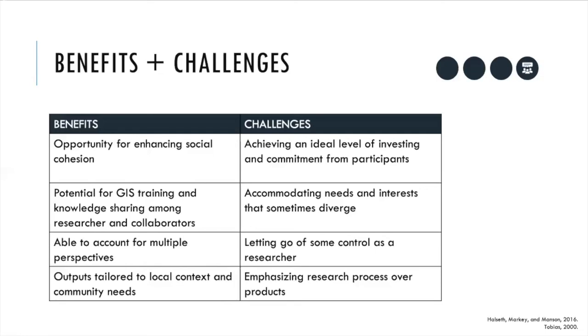There's also a potential for GIS training and other types of knowledge sharing among the researcher and the other collaborators, and just among the collaborators themselves. So just getting people together in the same room, you automatically have those opportunities for sharing what they know with one another. Third, the ability for this type of mapping to account for multiple perspectives is really valuable, and it's something that makes it valuable beyond just what we typically see in regular GIS use or mapping done by a single cartographer. And then fourth, the ability to tailor outputs to the local context and to community needs.